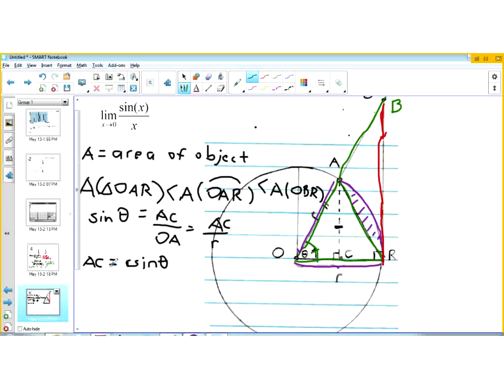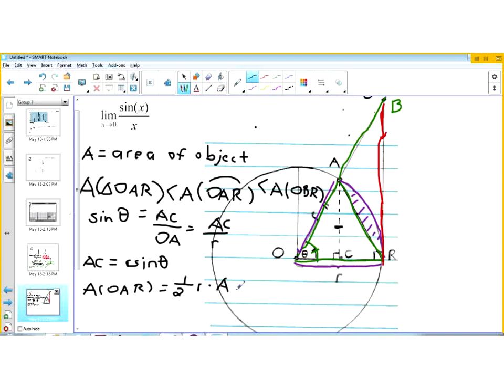Okay. Now, what next? So we can compute, here's where we need AC. We can compute the area of triangle OAR in terms of theta, okay? So the area of triangle OAR is equal to 1/2 times the length of the base, which is R, times the height, which is AC.